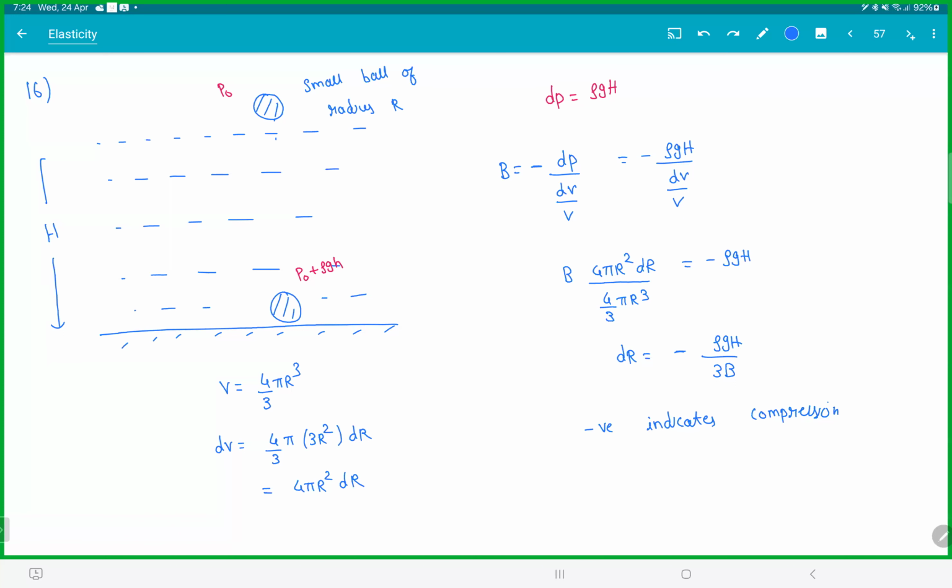4 rho g h by r cube. Anika, did you get your mistake? I want dr, na? Everyone clear with this? Saina, clear with this? Maulika, Ali, got this? Neil?